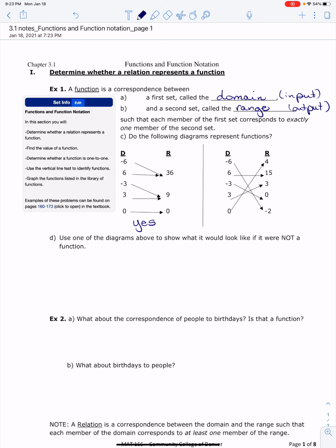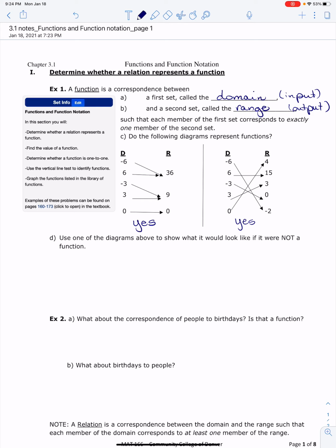Let's take a look at that second set. If I tell you that x is -6, y is -2, that's okay. If I tell you that x is 6, y is 15, there's only one y. If I tell you that x is -3, you're going to tell me that y is 0, even if my arrow's a little off. If x is 3, we know y is 3, and if x is 0, we know that y is 4. So this is a function. A little disappointing. Both of these are examples of functions.